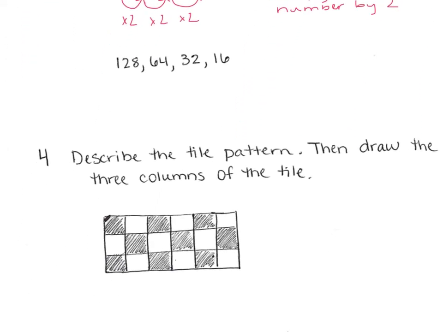And for the next one, I see that my numbers are getting smaller. They're getting smaller by half each time. So these are being divided by 2. So our description would be divide the previous number by 2.